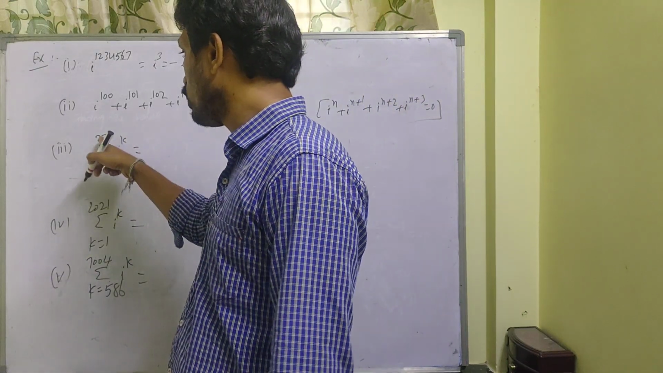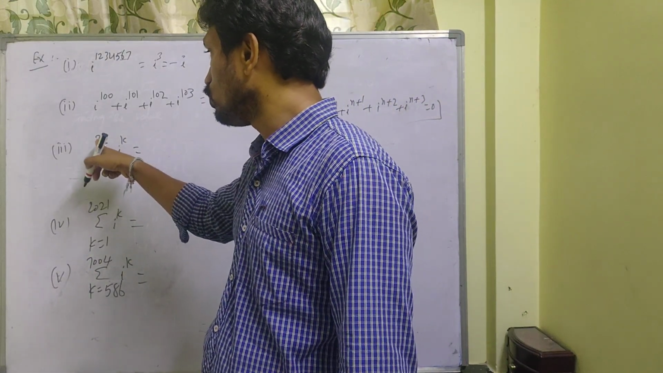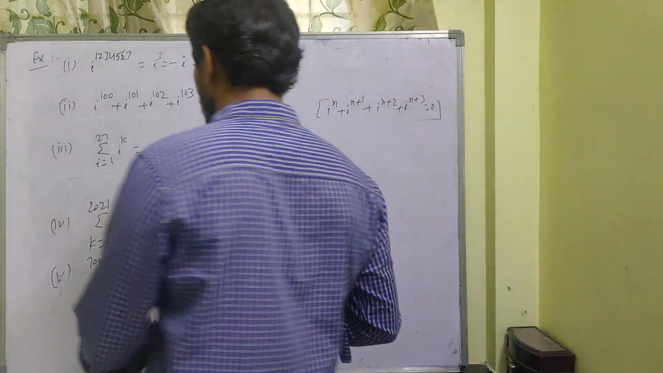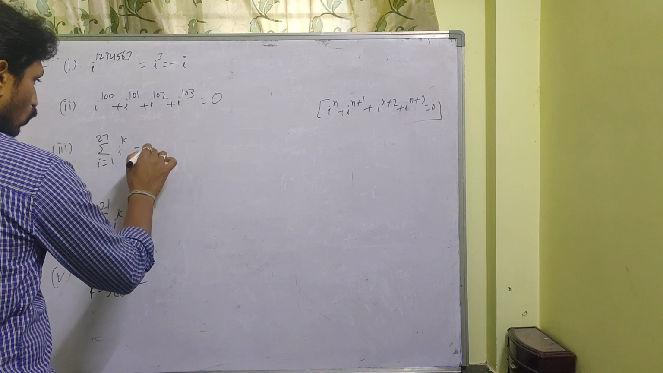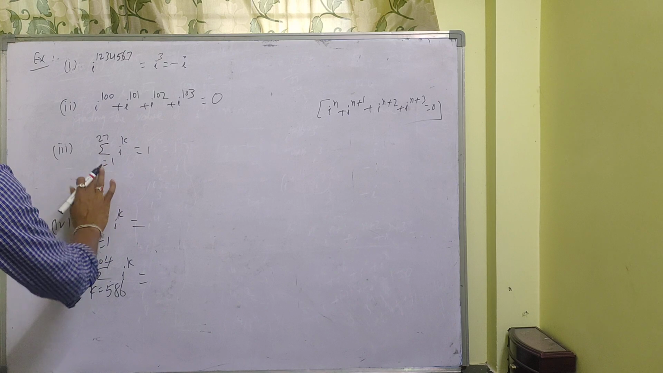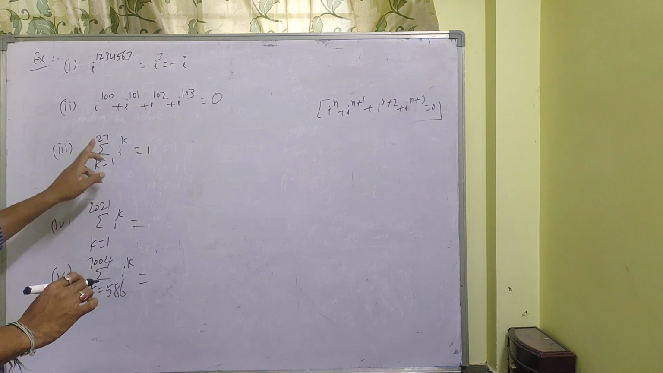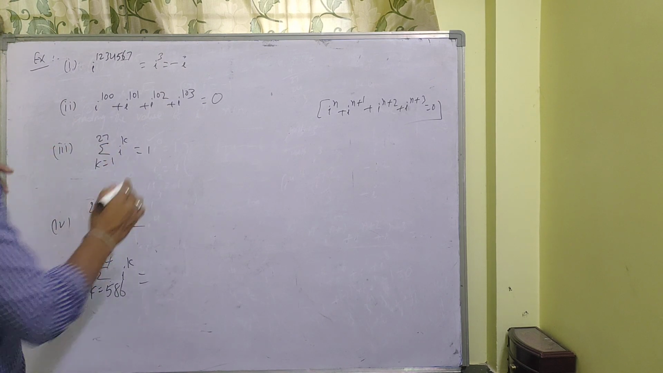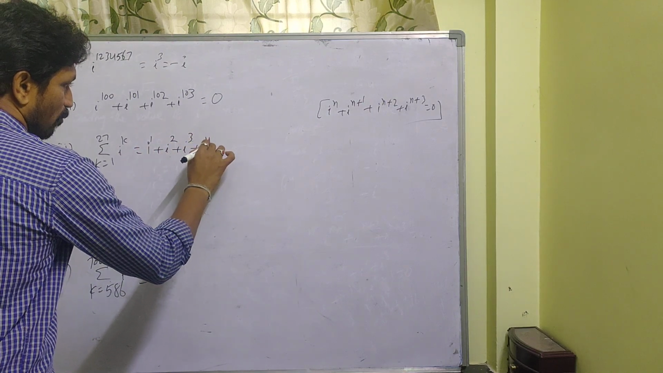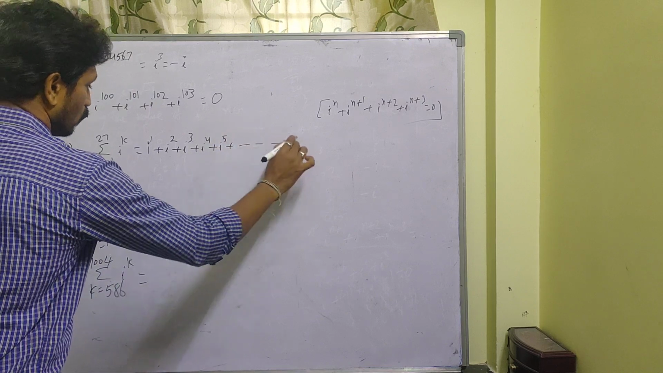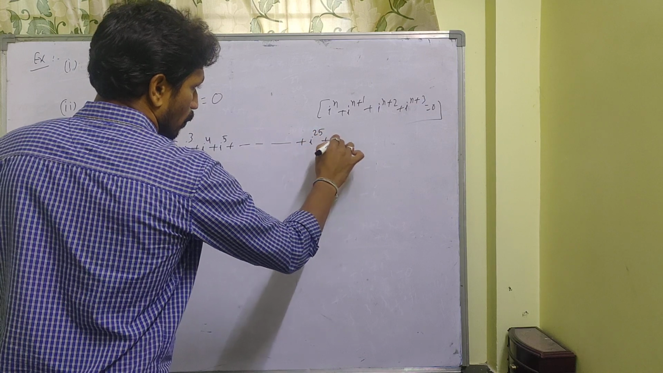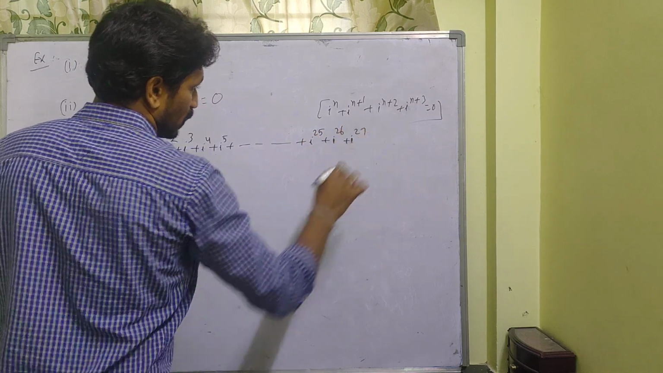Next, this value: sigma i is equal to 1 to 27 i power. Already I explained sigma notation. Just substitute in the place of i, 1. That is here k, not i: sigma k is equal to 1 to 27 i power k. So that is i power 1 plus i square plus i cube plus i power 4 plus i power 5 plus, you can't write all of those, the last 3 terms: i power 25 plus i power 26 plus i power 27.